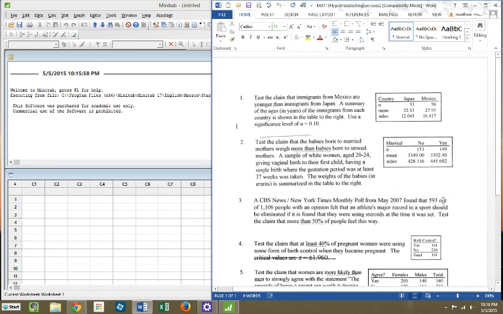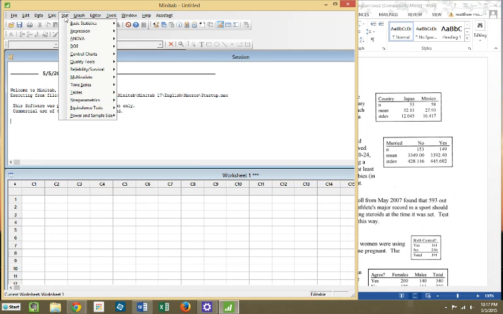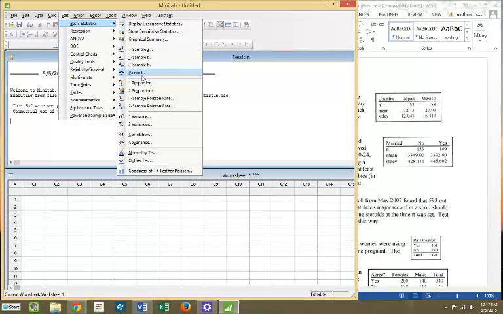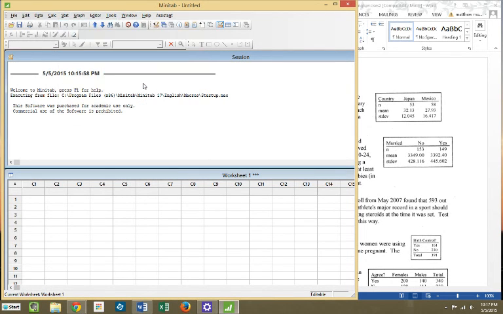A CBS News report found that 593 out of 1,106 people with an opinion felt that a major athlete's record should be eliminated if it's found that steroid use was present. Test the claim that more than 50% of people feel this way. There is only one sample. We're dealing with a proportion, so we're going to go to basic statistics, one proportion.